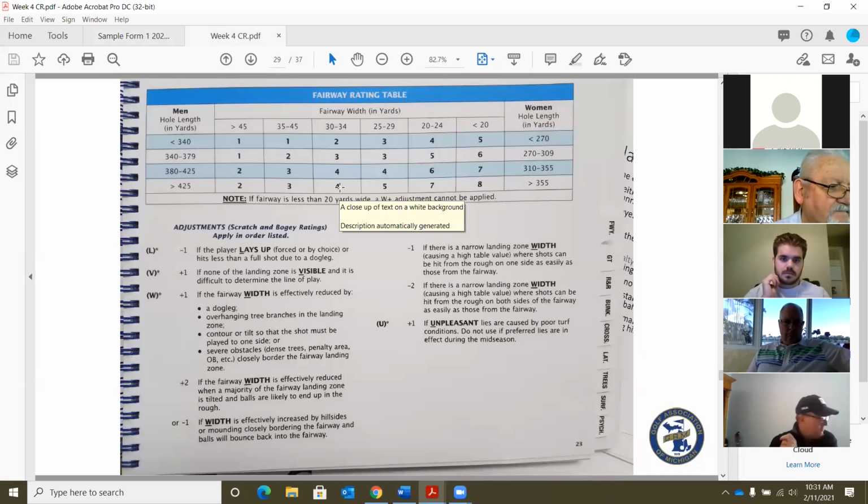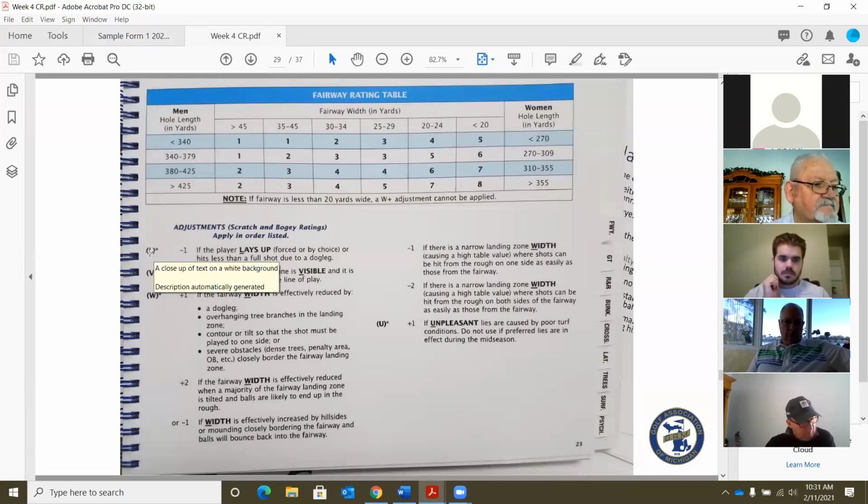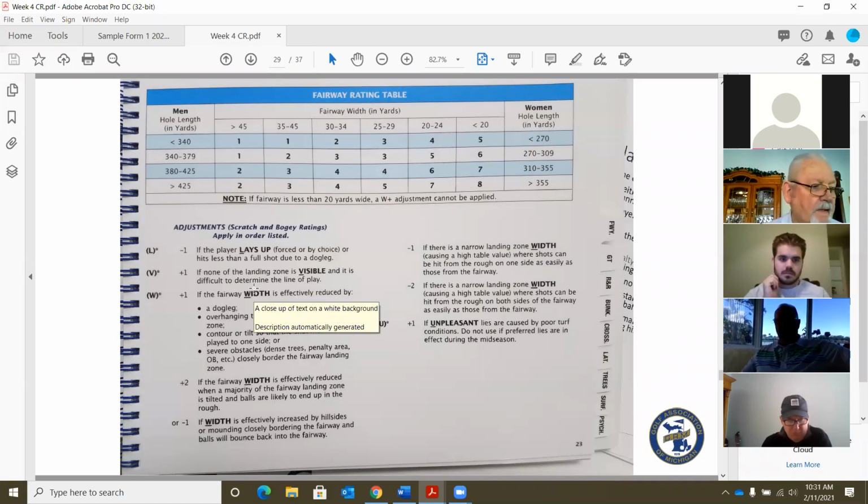So then we have these adjustments. This is the first obstacle in the topography obstacle. We didn't have any adjustments. But now we have these adjustments in fairway. We talked about some of these before. We've talked about the layup, or the L minus, when we were talking about dog legs and layup. We also have a visibility, or a visible adjustment, a V. And that is if none of the landing zone is visible and it's difficult to determine the line of play.